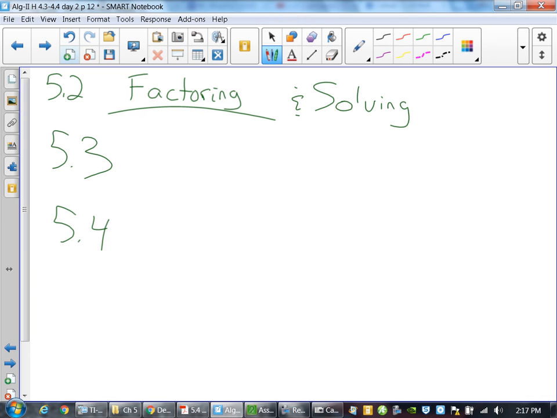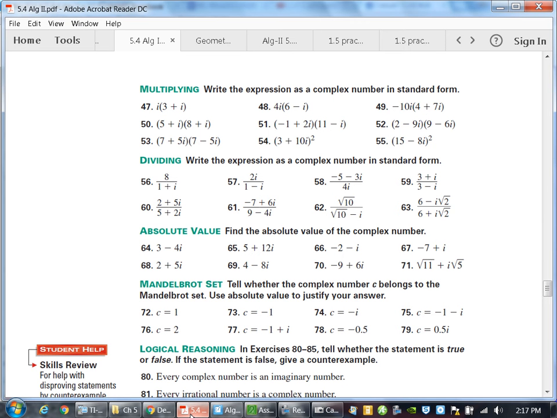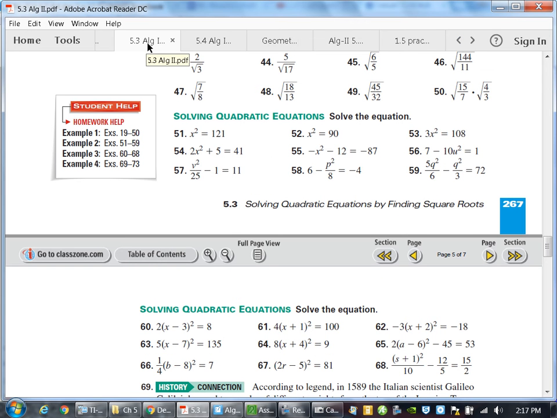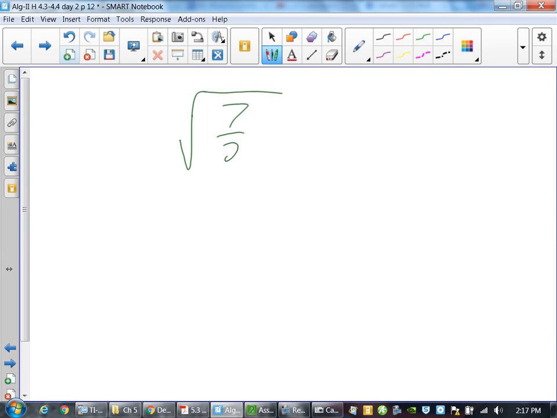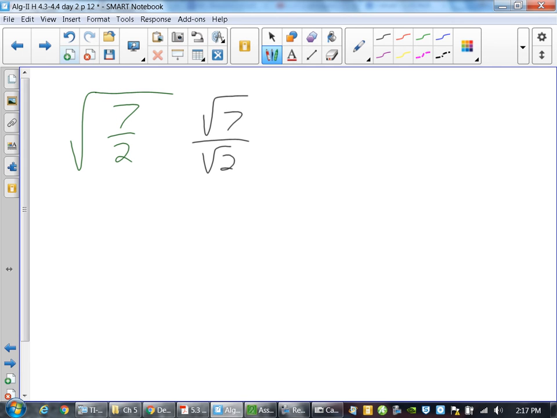Okay, 5-3. When you have 7/2, and you have the square root sign over it, but not over both, it's just over the whole fraction. What do you do? The square root of 7 halves. Yes, this is 5-3. When you have to simplify a radical that has a fraction, what we want to do is rationalize our denominator. In order to do that, first we rewrite it as the square root of 7 over the square root of 2, because that's all that means.